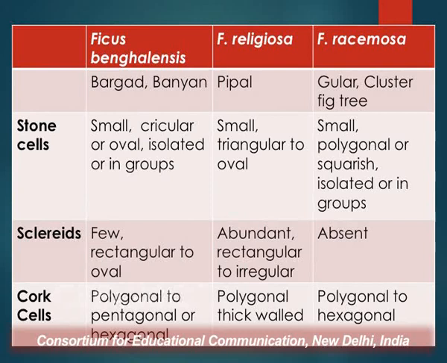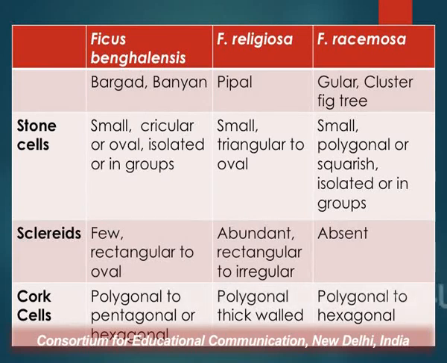As we can see in the slide, the stone cells present in the bargad tree are small, circular or oval, and they are present in isolated form or in groups, whereas the stone cells are small, triangular to ovate in case of peepal tree, and they are small, polygonal or squarish. Again, they are in isolated or in group form in case of gular tree.